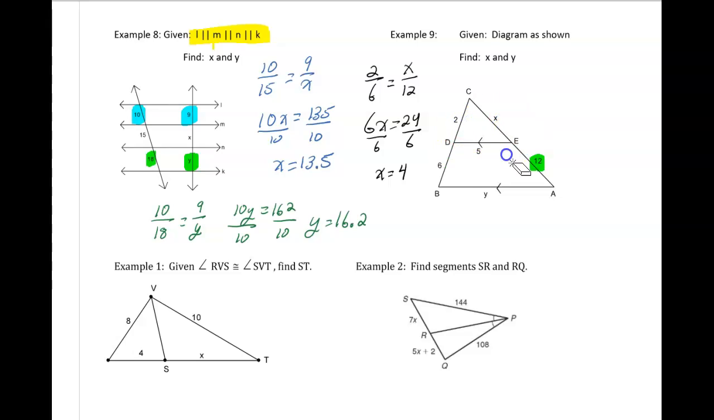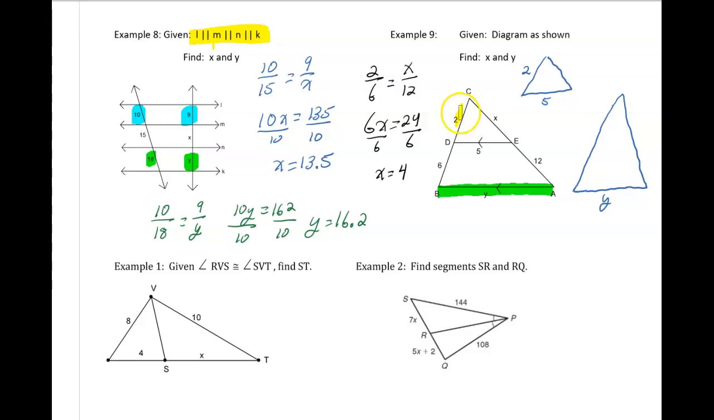Now to find y, you have to remember that y is the parallel side. So for finding y, I'm going to draw the little triangle, 2 and 5. I'm going to draw the big triangle, y, and I need to get this yellow side. That yellow side is 2 plus 6, which is 8. So to find one of the parallel sides, I separate the two triangles.